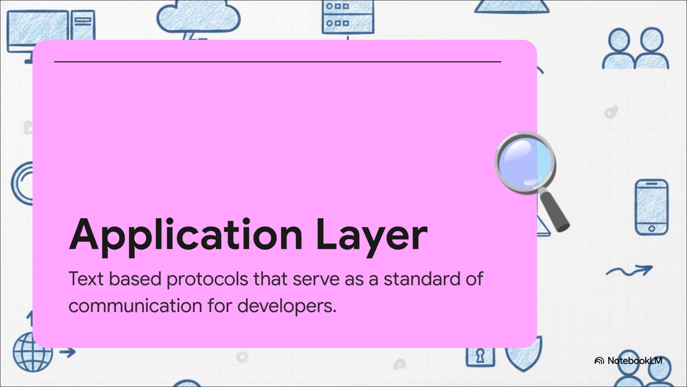So you create text-based protocols to serve as this ultimate standard. These protocols allow software to interact directly with the network seamlessly. This is exactly where protocols you probably recognize, like HTTP for loading websites or FTP for transferring files, live. By creating these user-facing standards, you've officially established the application layer.